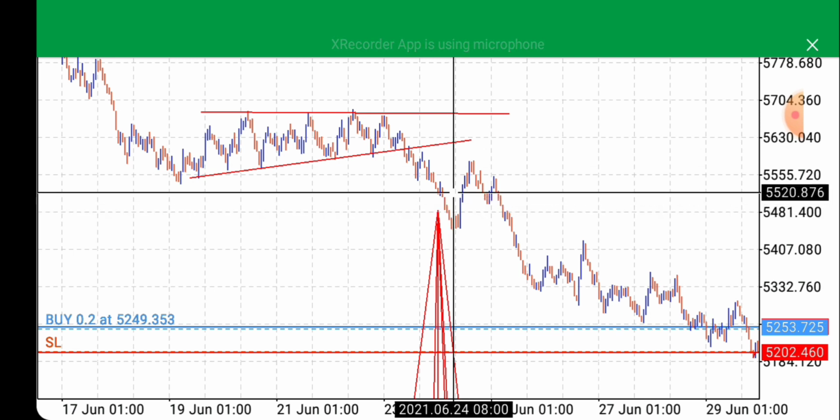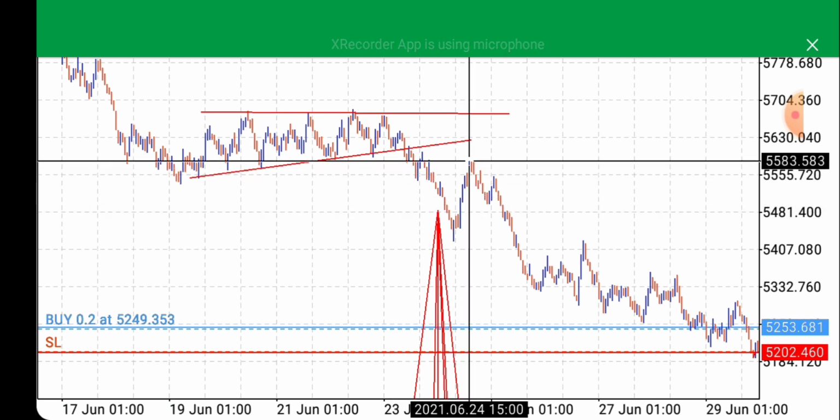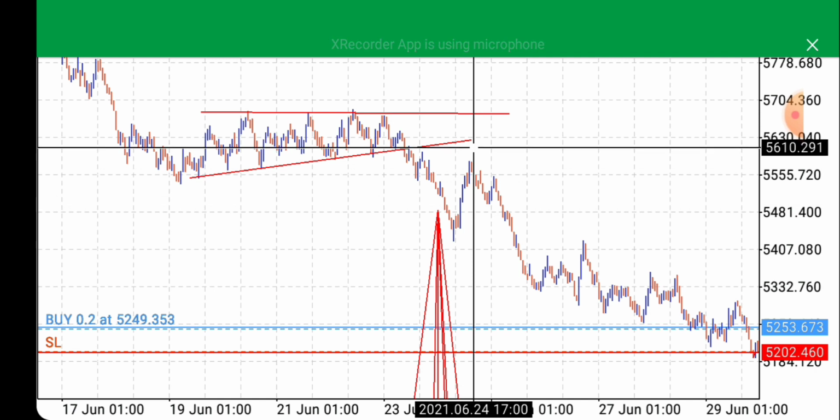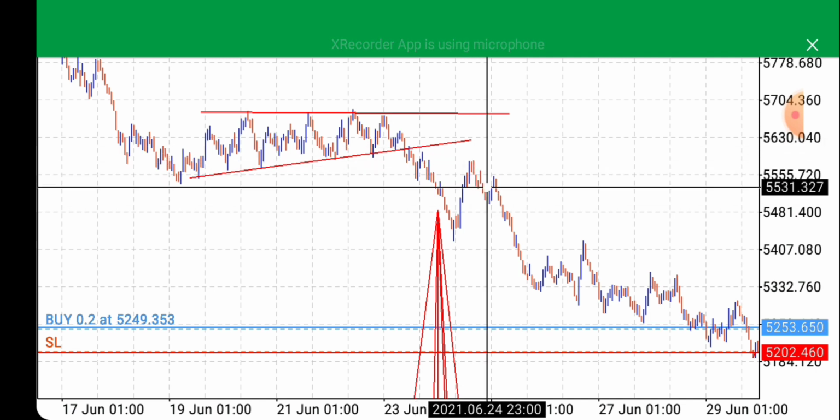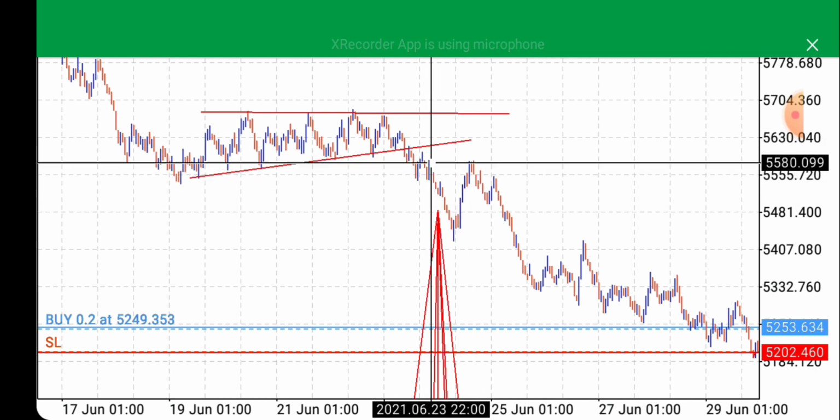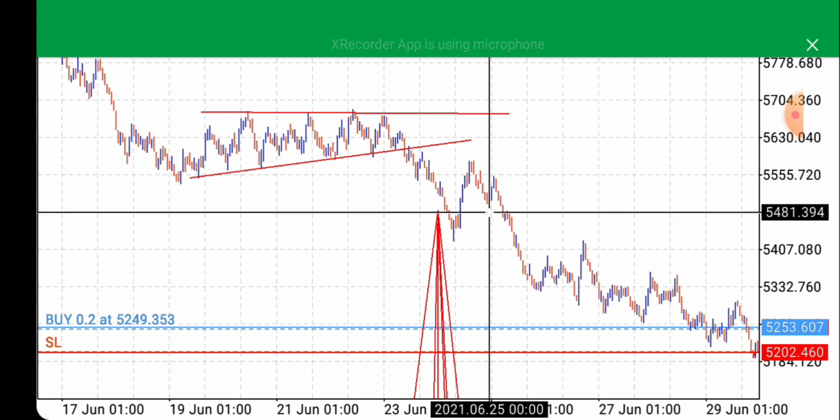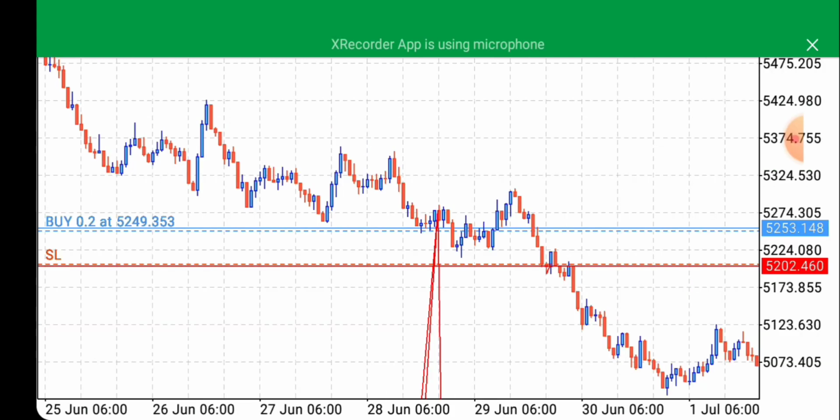You see, sometimes it moves and then it comes back and retests the zone before it continues. So you can see that if you had entered here, you would have made a lot of profit. All right, so let me move on and I'll show you many examples.